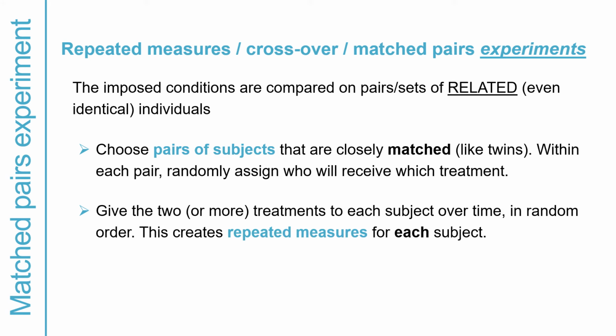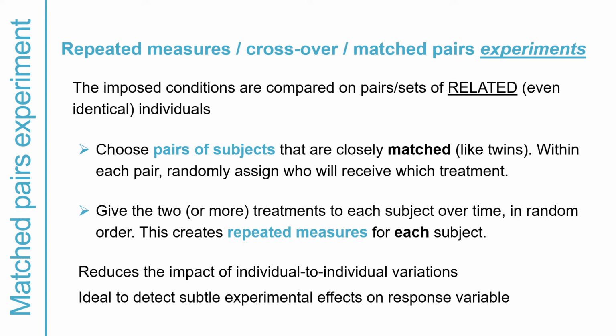Alternatively, if you're using the same individual for all treatments, then each subject would be tested under each different condition at a different point in time. That means that you would end up with repeated measurements for each subject. The advantage of a design with matched pairs or repeated measurements is that allowing the comparisons to be made at the individual level can be useful to detect subtle effects of your imposed conditions.